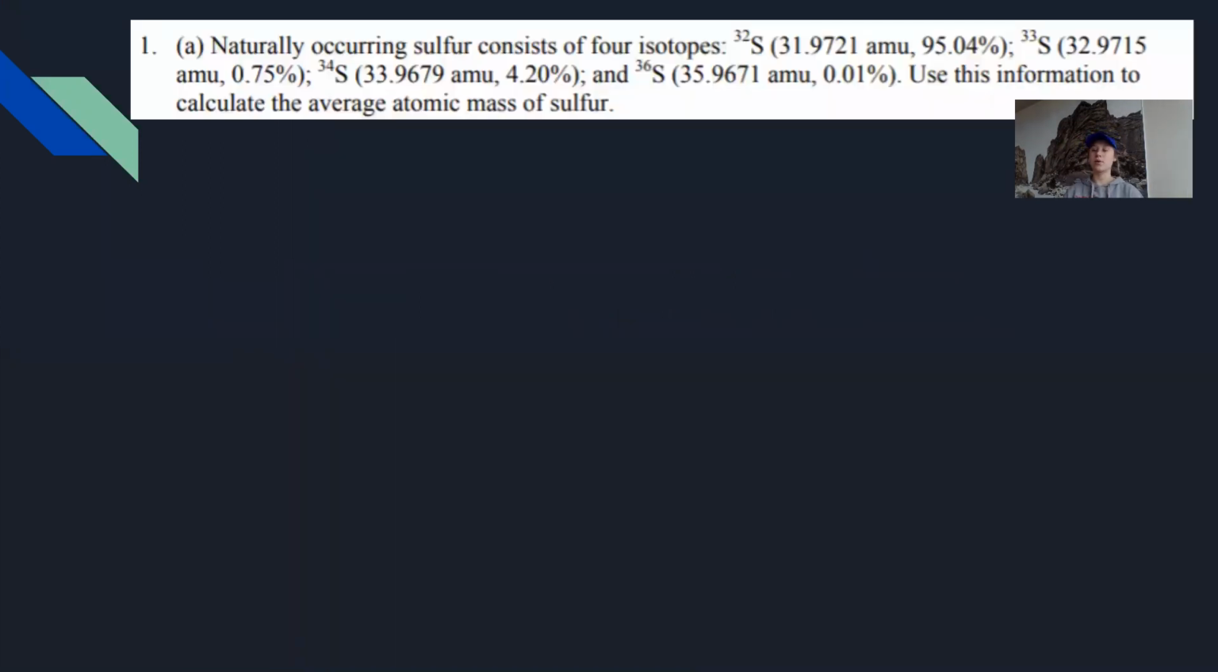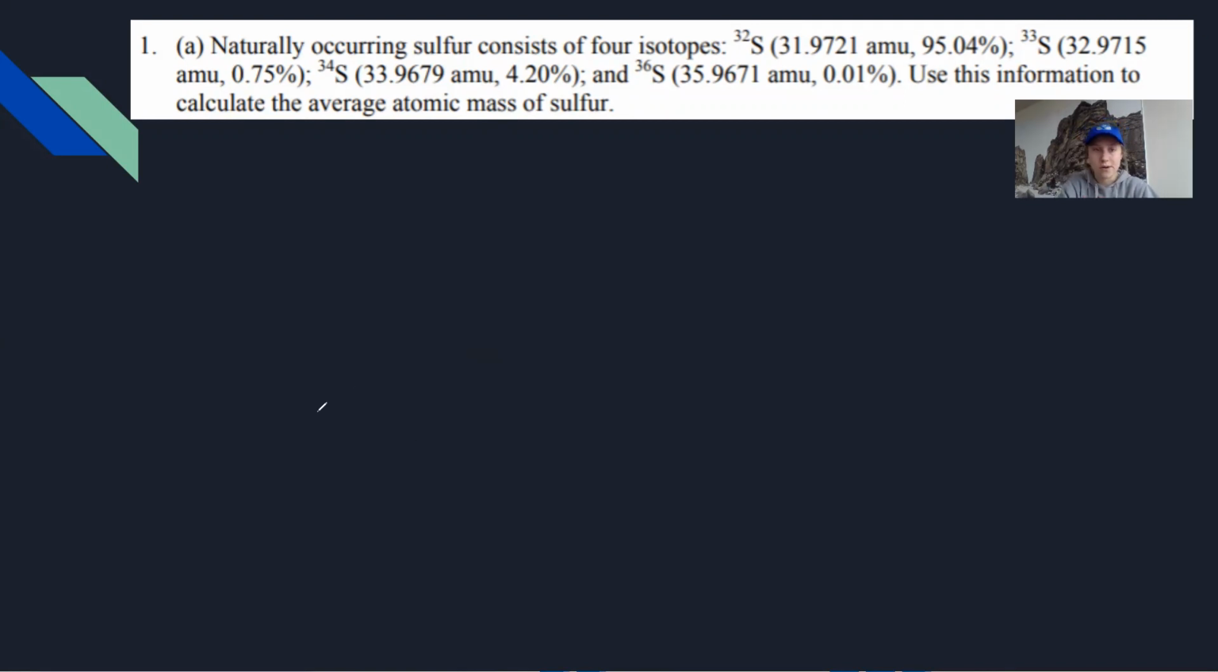Okay, so the problem set. For this question, it wants us to calculate the average atomic mass. And to calculate the average atomic mass, we need to take the mass of the isotopes. I don't know if I can annotate on here. I'll annotate one of them. Oh, I have it right here. Okay.